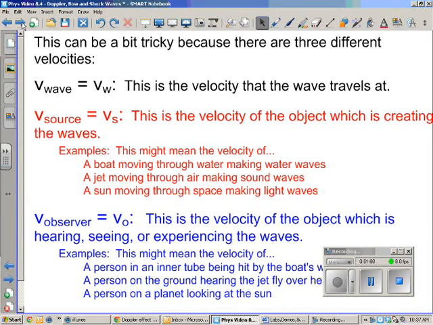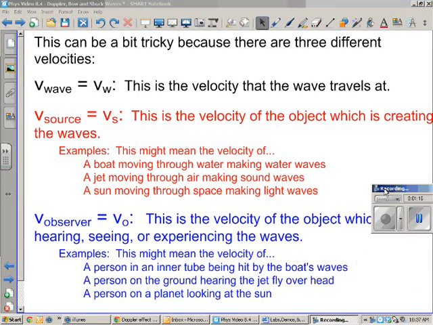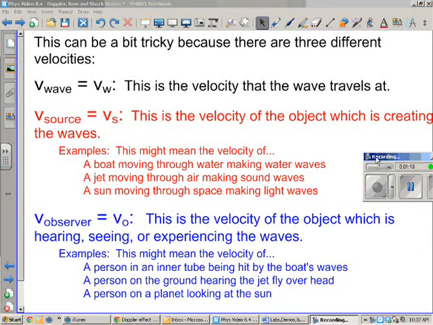All right. A sun, for example, creates light waves. And the sun moves through the galaxy. And because the sun is moving, it has a velocity. All right. Now, there's also an observer. This is the person or thing that is hearing or seeing or experiencing the waves.